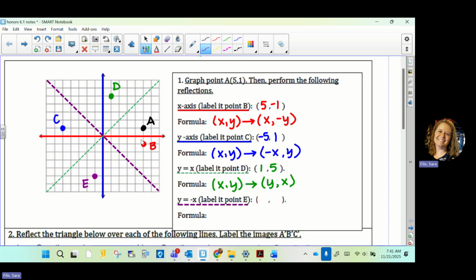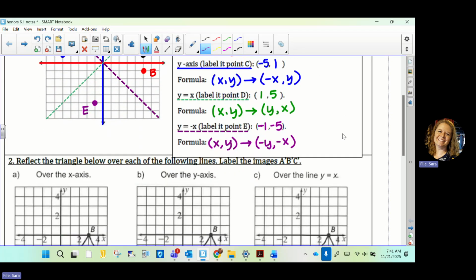And then here, point E is at (-1, -5). If we compare that to the original point, you can see not only did the X and Y switch order, they also both changed signs. So I would say this becomes (-Y, -X). So you switch the order and change the sign. These are the different rules for whichever line you're reflecting across.